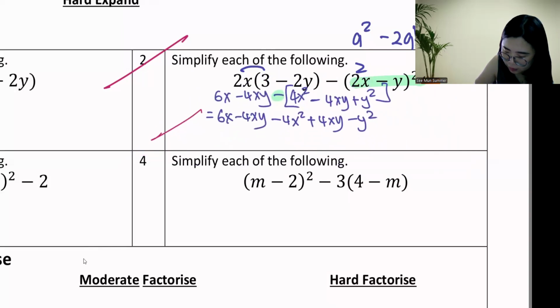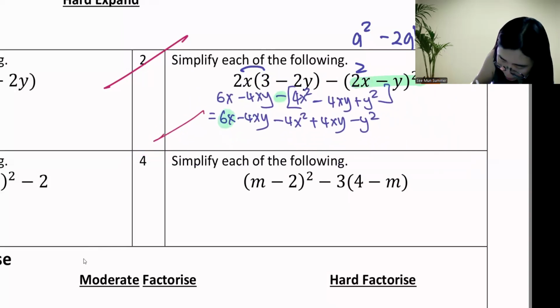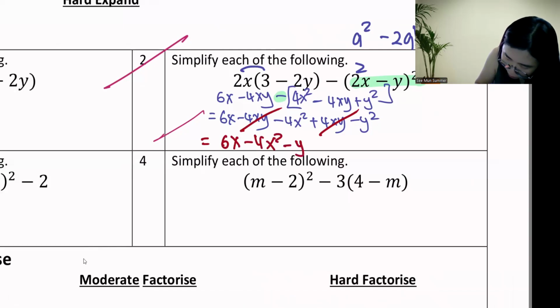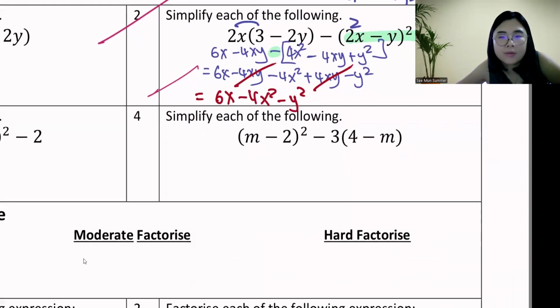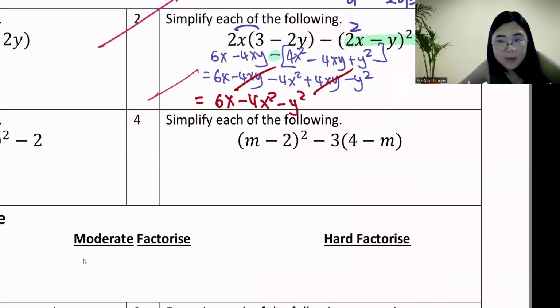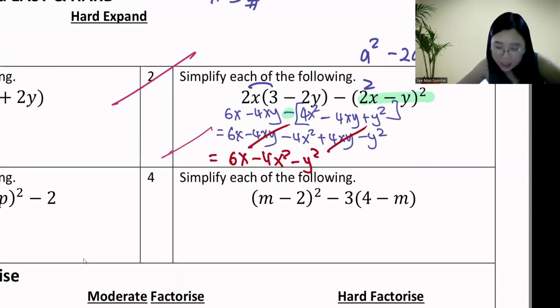Okay. X. Oh, x only 1. Okay. So we have xy, cancel off. Interesting. So I think I'm just left with 6x minus 4x squared minus y squared. Ta-da! Okay, ready? Okay, cool. So I think I'll skip number 4. Let's see what other question we can do.